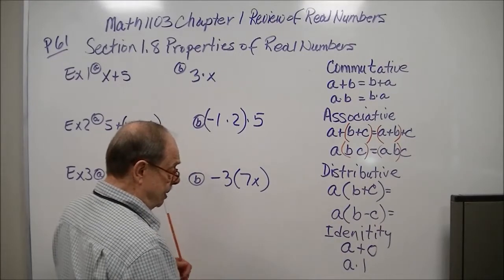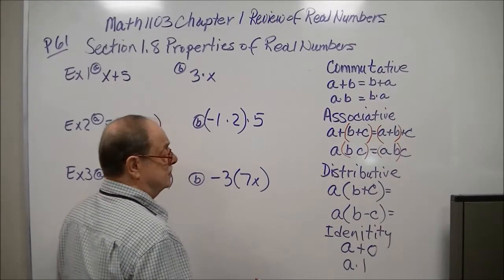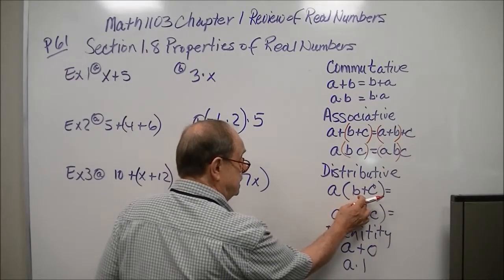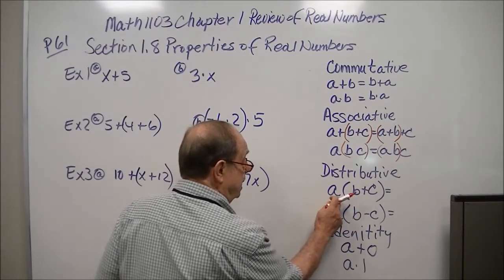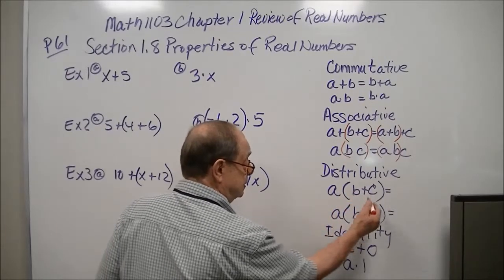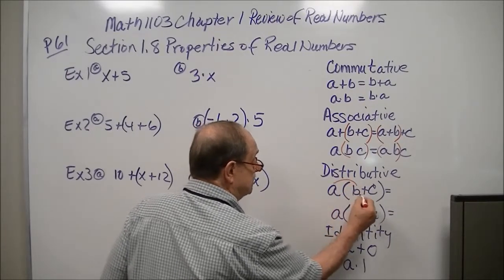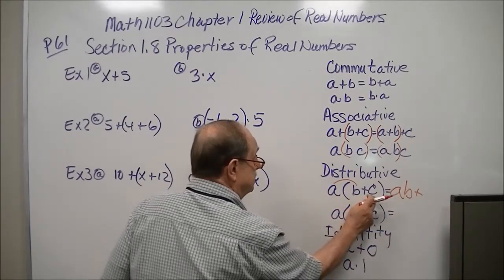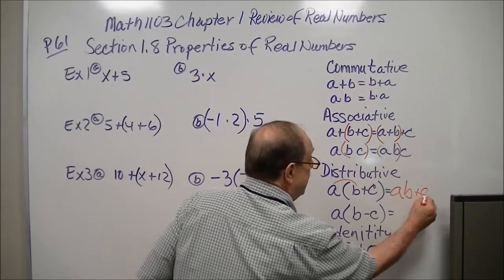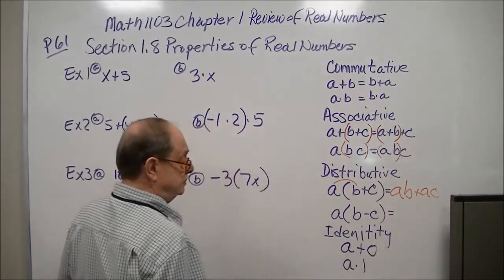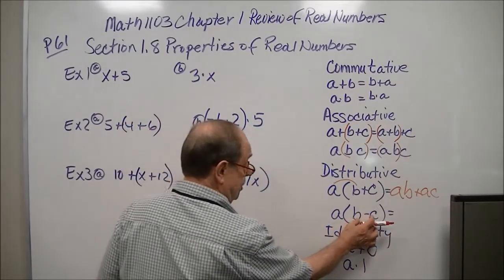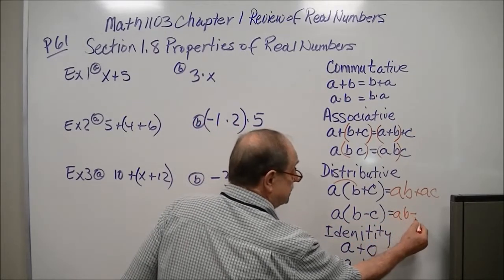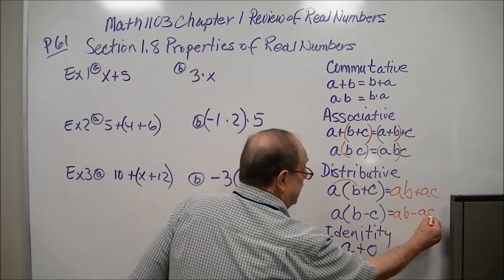Now, in the distributive property, I didn't finish this one, so I wanted to show you how it works. We are distributing, and this is addition, the A through multiplication to each of these terms. So A times B equals AB. A times C is AC. And then in subtraction, it's the same. AB minus AC, the difference.